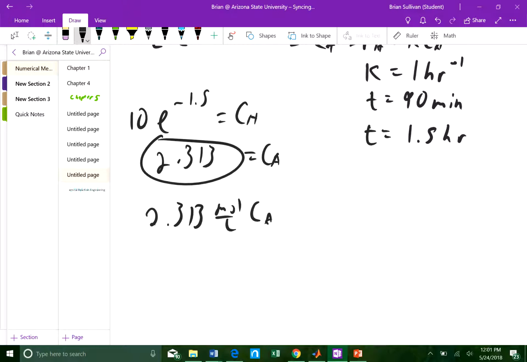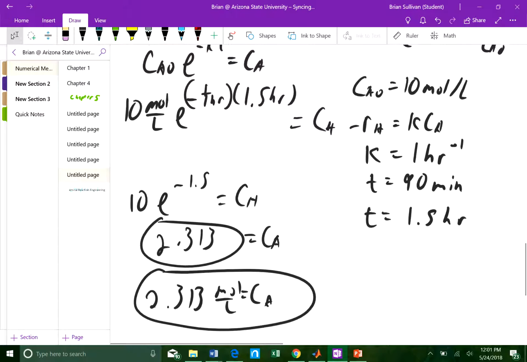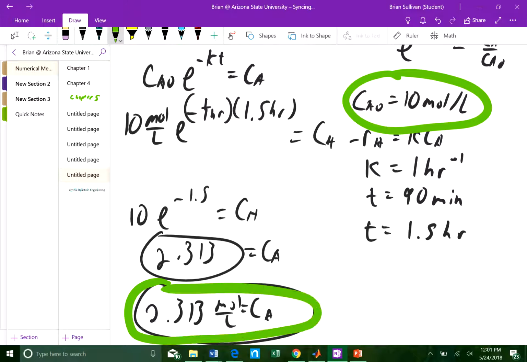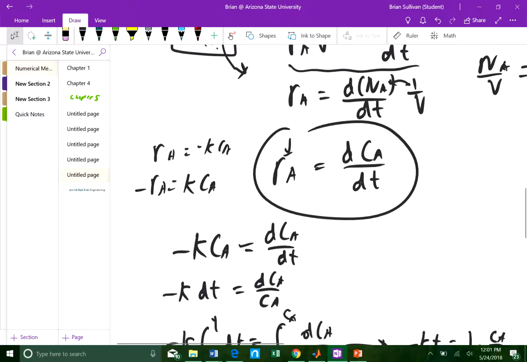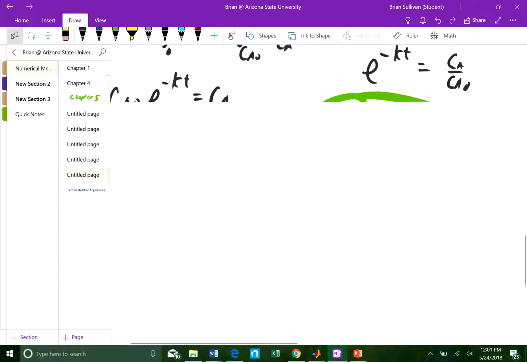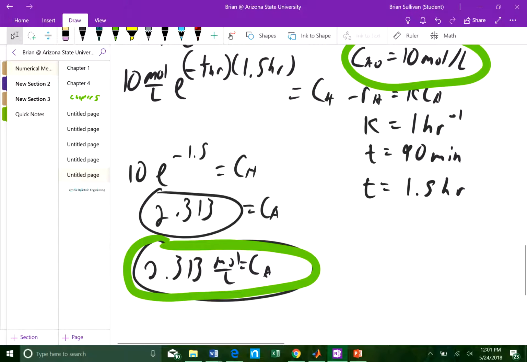Now it's important to analyze: does the answer make sense? Well, I know that the final concentration should be less than the initial concentration, and indeed it is. It cut down by about 1/5, approximately. So 2.313 moles per liter is equal to CA. That does make sense. And I always check in this class, in the answers, to make sure it's the right decimal places. It should have been 2 decimal places, so 2.31 is really what you should have gotten.